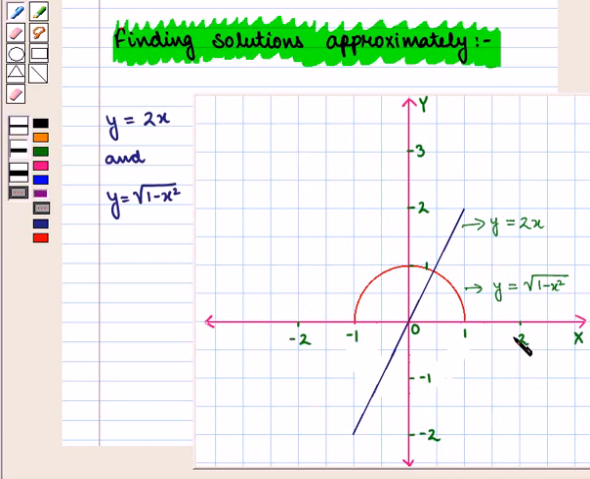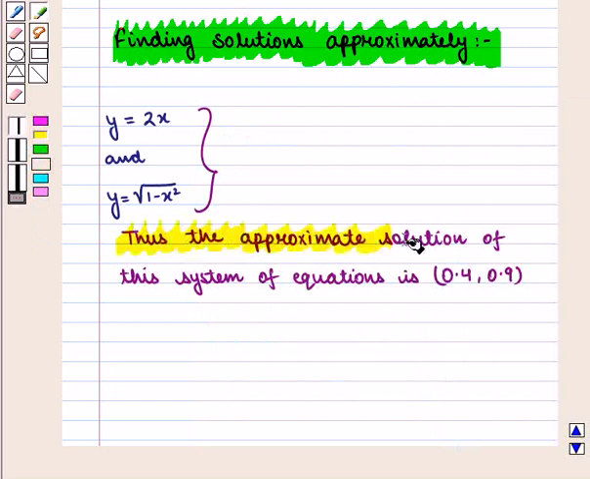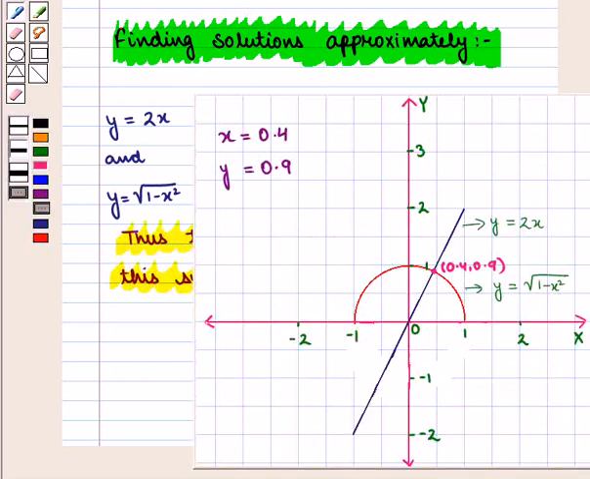From the graph, we can see that the two graphs intersect at one point. If we carefully see this point of intersection, we have the value of x approximately as 0.4 and the value of y as 0.9 approximately. Thus, the approximate solution of this system of equations is given by the coordinates 0.4, 0.9. Now, let us see its actual solution by the substitution method.